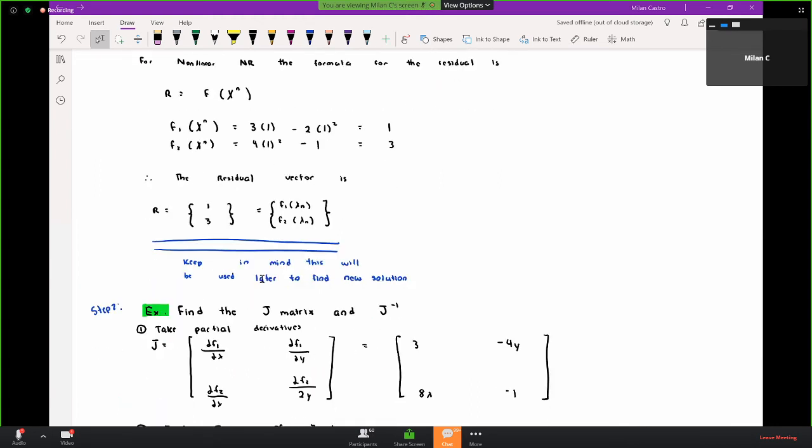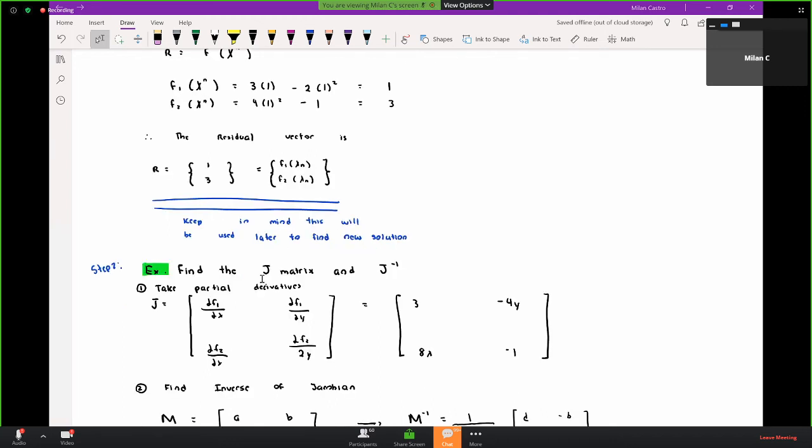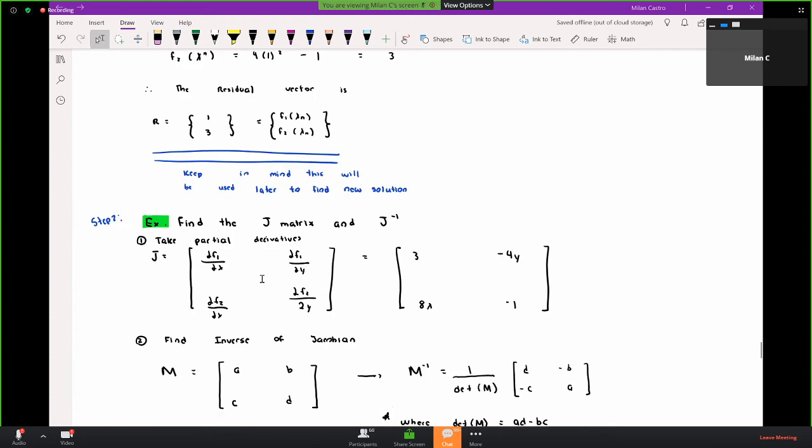Once you do that, you're going to move on to your second step, which is finding the Jacobian. How do we find the Jacobian? We do this to linearize our coefficient matrix, or create a linear coefficient matrix. And how do we do that? By taking partial derivatives. We want to take the partial of df1 with respect to dx, df1 with respect to dy, df2 with respect to x, and df2 with respect to y.